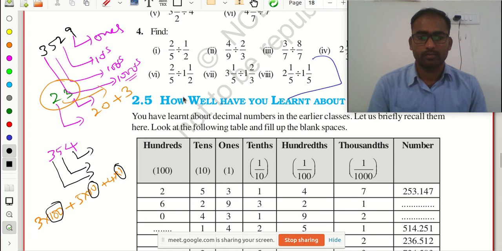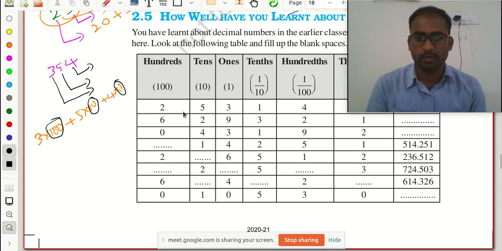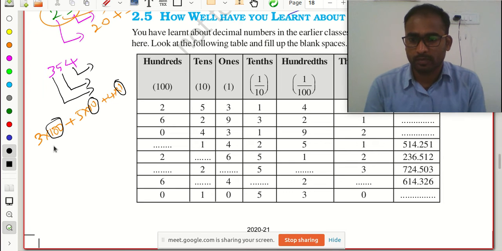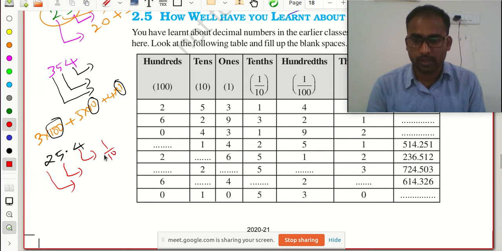Okay. Then here now we will learn about the decimal number. Suppose here 25 decimal 4 is there. So this is in the ones place, this is in the tens place. This is in which place? After decimal. Decimal means 1 by 10th place.